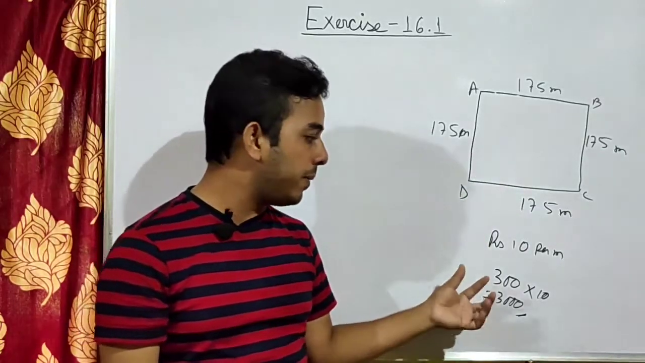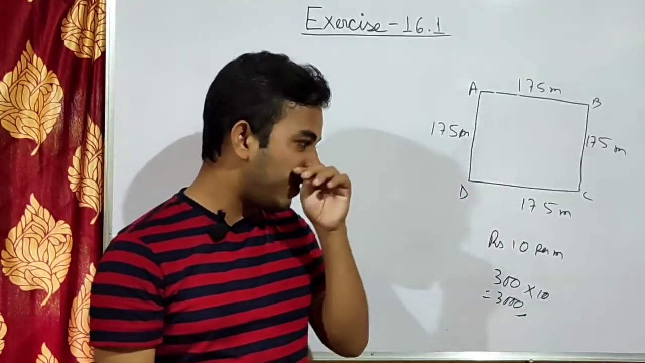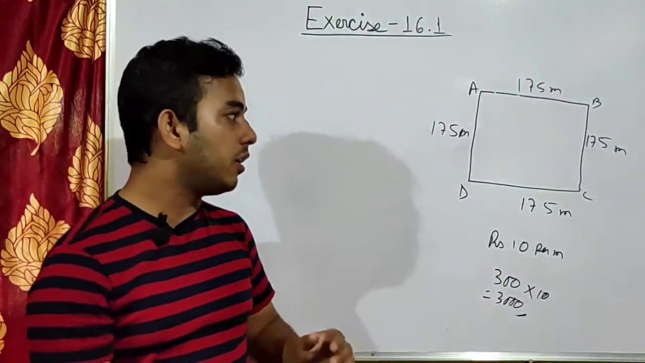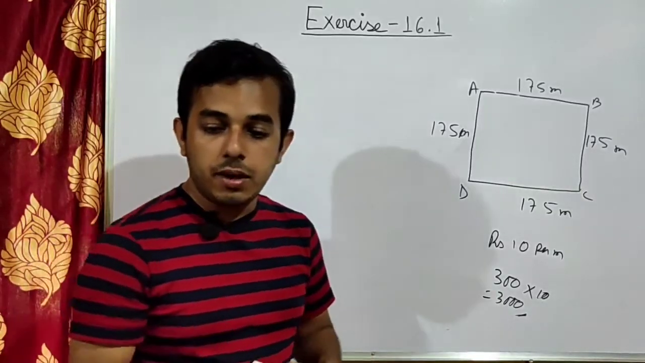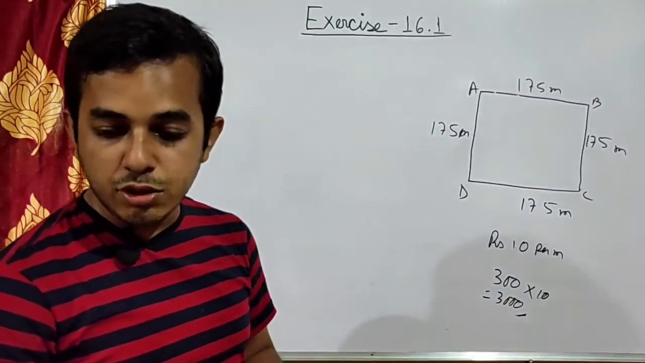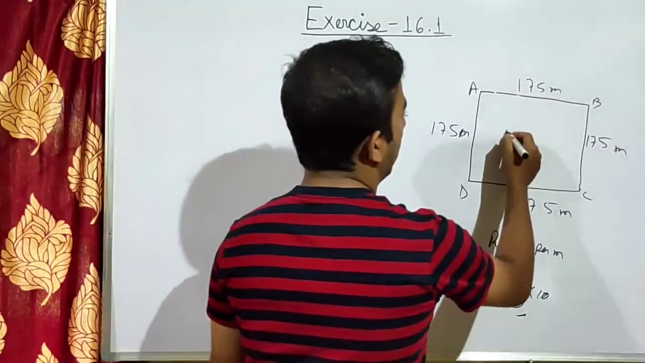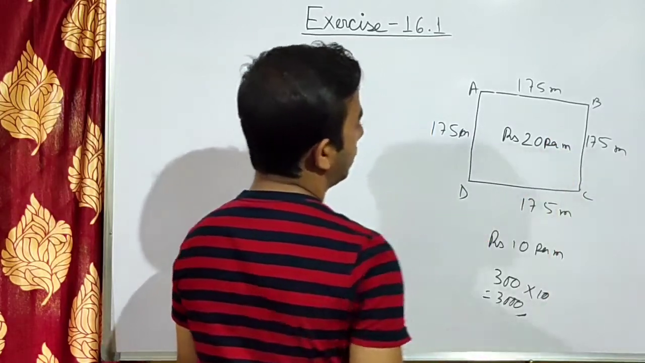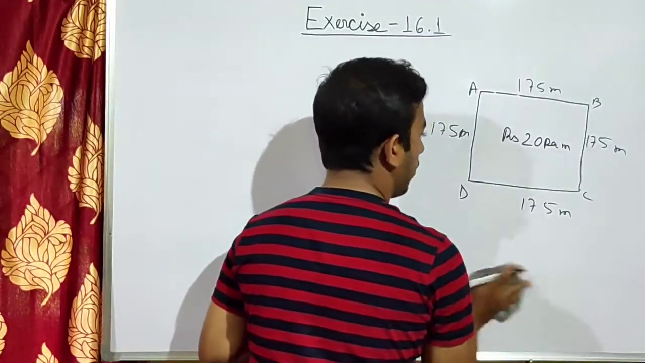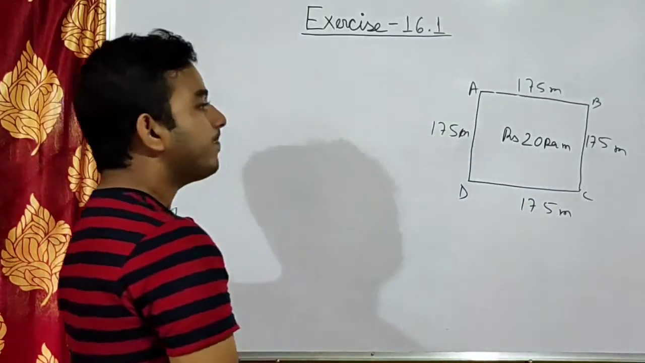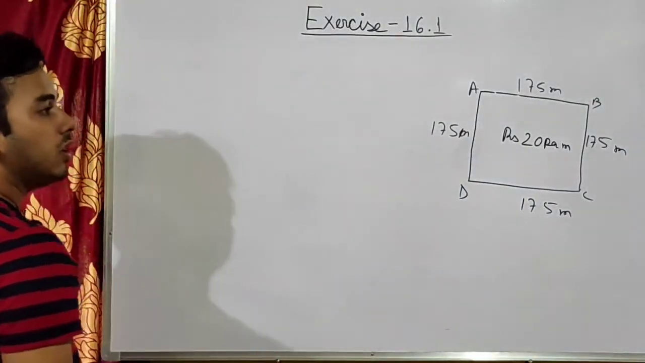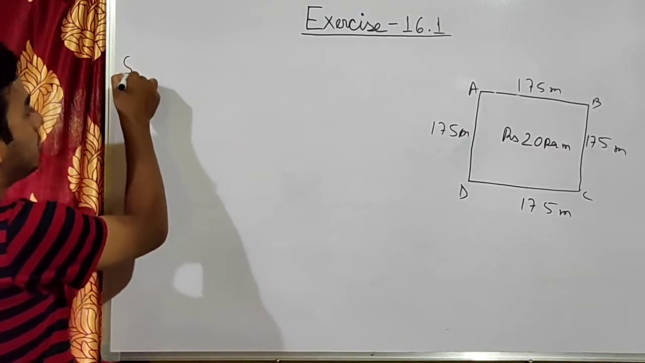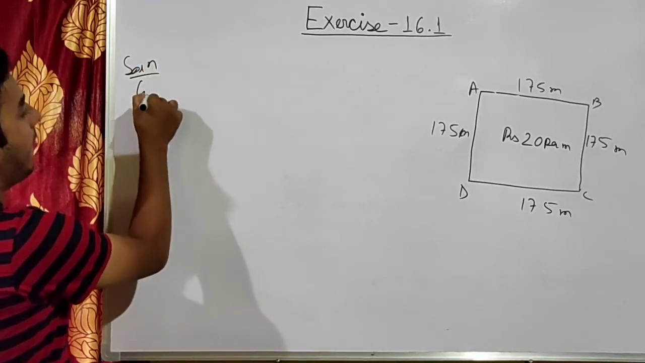So for example, our perimeter is 300, and he charges 10 rupees per meter. So it will be how much? 3000. Okay. But what if the mason charges 20 rupees per meter? Okay, so let's write here rupees 20 per meter. First of all, let us find out the perimeter of that park, and let's see how much the cost is. So we'll write first solution, then given.